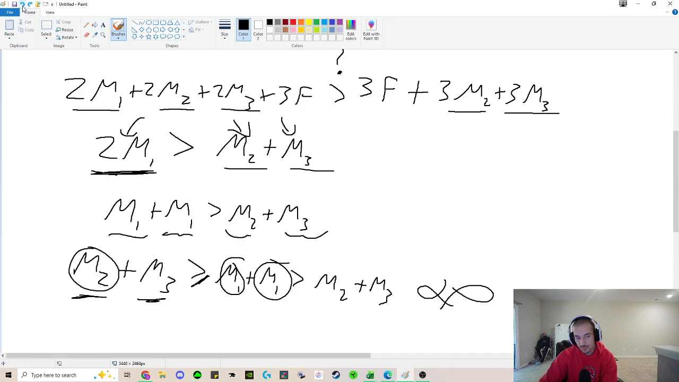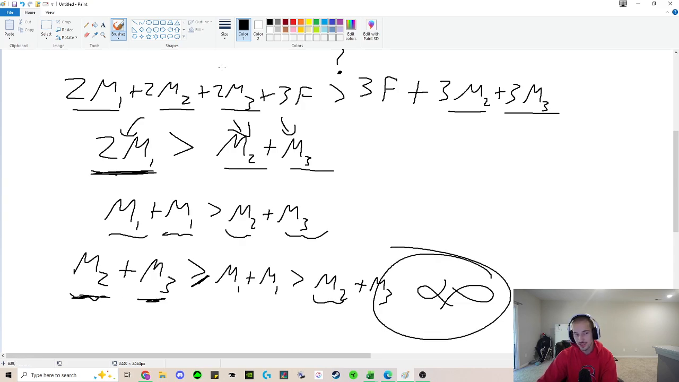This means what we've shown here is, for you to be getting a worse deal with dropping the lowest, what you would be doing here is saying that M2 has to be greater than M2, which is obviously not possible. We get a contradiction here.